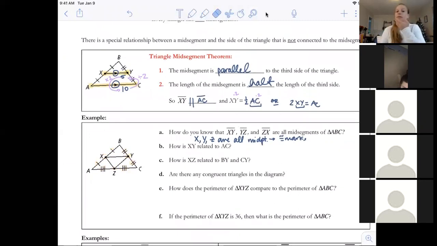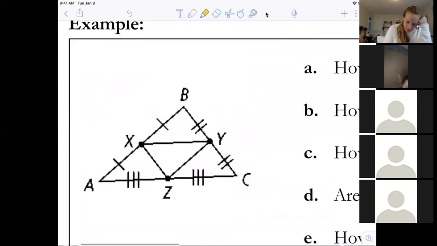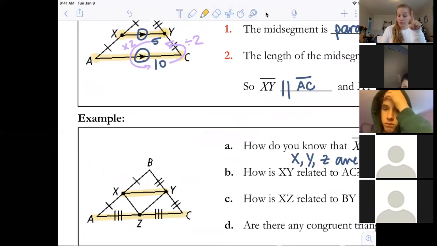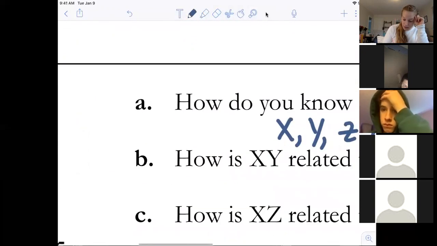Okay. So now we've determined that XY, YZ, and ZX are all mid-segments because X, Y, and Z are midpoints. Now, how is XY related to AC? How is XY related to AC? I'm looking for two things here. Parallel. Very good, Griffin. They are parallel to each other. So XY is parallel to AC.